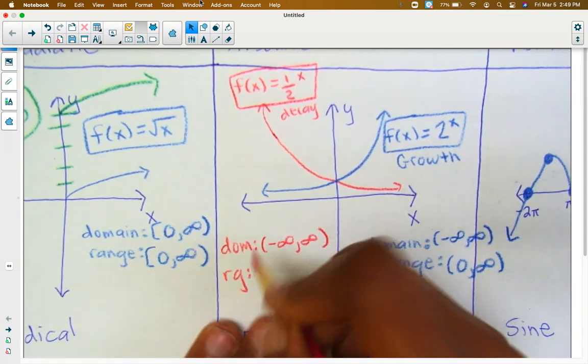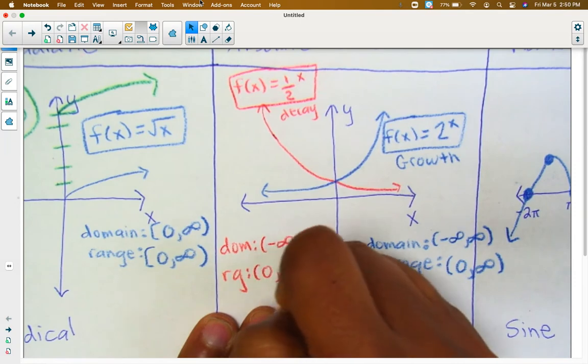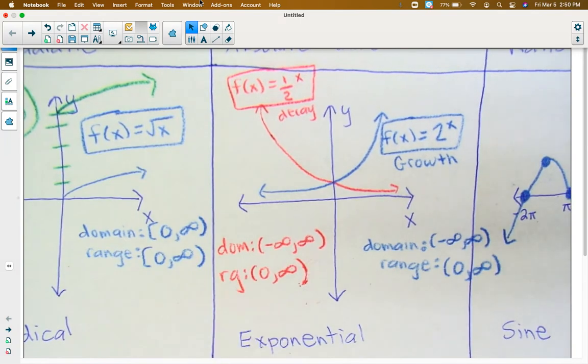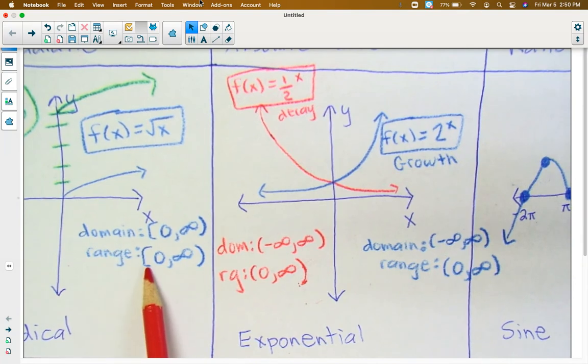And the 0 is not included. So notice we have parentheses as opposed to a bracket. So this one here, the bracket one that I'm pointing at with my orange colored pencil, that one is included. So 0 is part of my answer. This has a parenthesis, so 0 is not included because it's going to get closer and closer to 0, but it's never actually going to be 0. And the same transformation rules would apply for this one as well.